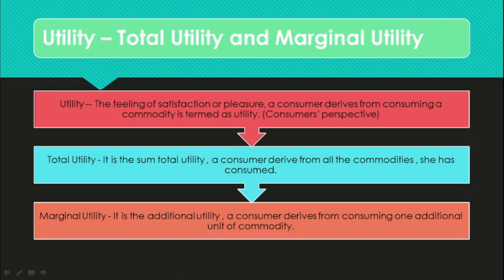The commodity perspective of utility says that every product has a utility. For example, a pen has a utility. How? Because it helps you in writing something. But if you look at it from the consumer's perspective, the pen may not have a utility for an illiterate person because they do not know how to write. So it is useless for that person.